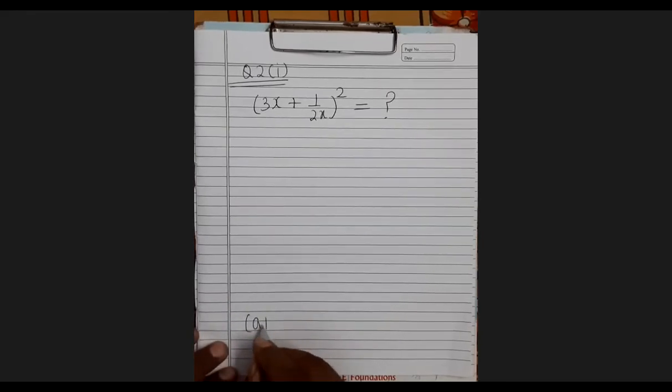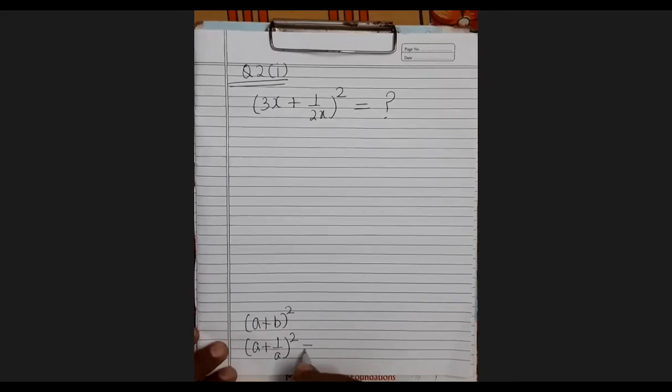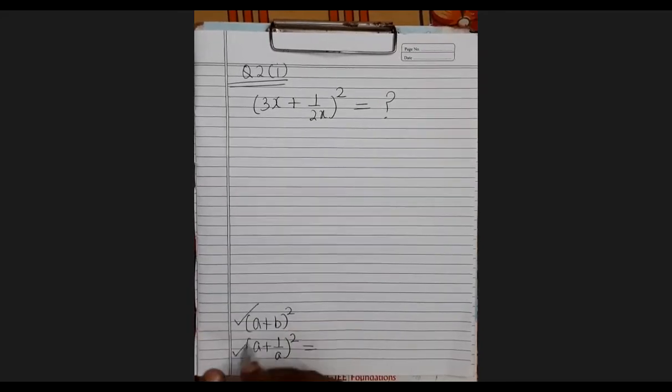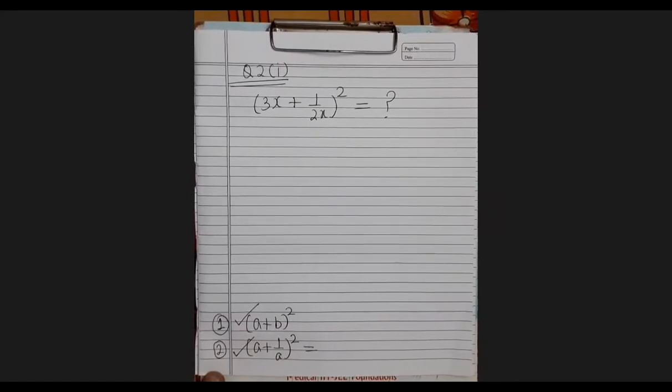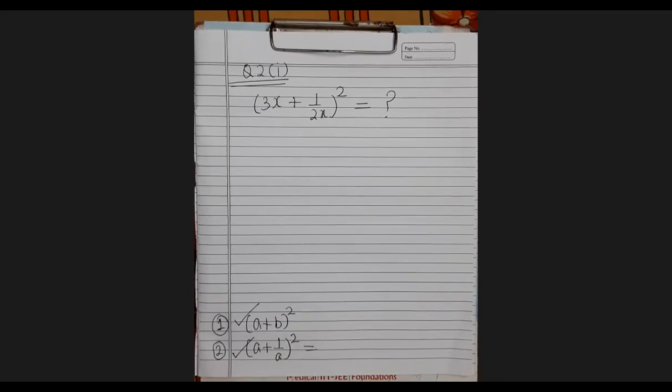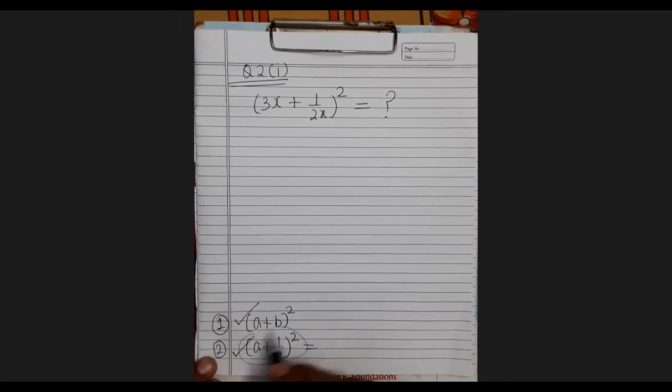Either we will use A plus B whole square, or we will use A plus 1 upon A whole square. Which one will be used? Either this or this. Formula number 1 or formula number 2. Who can tell? Tanvi. Now answer. Shreya Mishra. Yes, sir. The second one, A plus 1 upon A whole square.